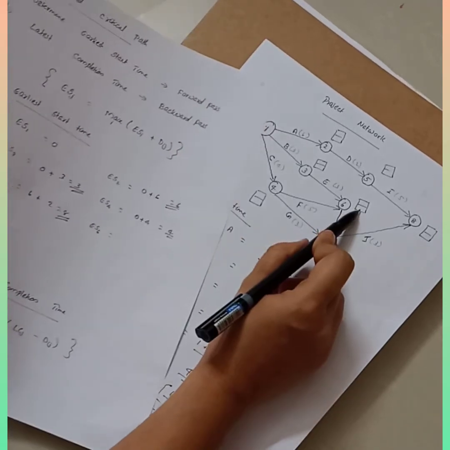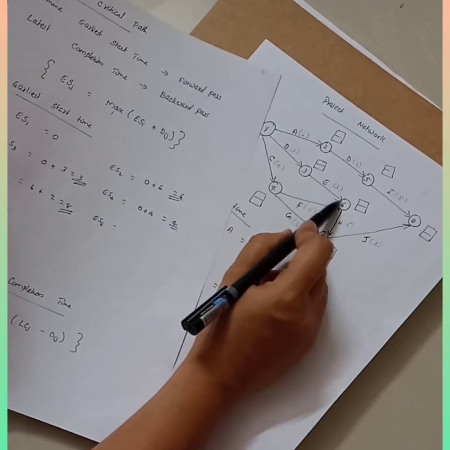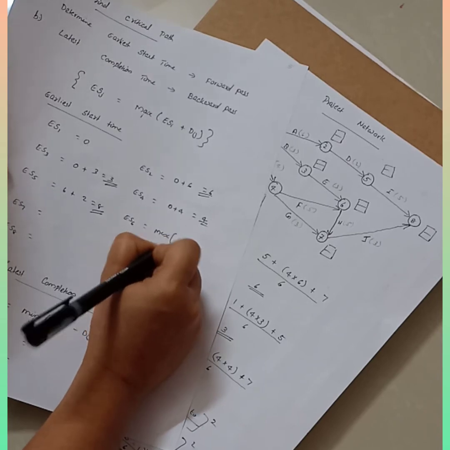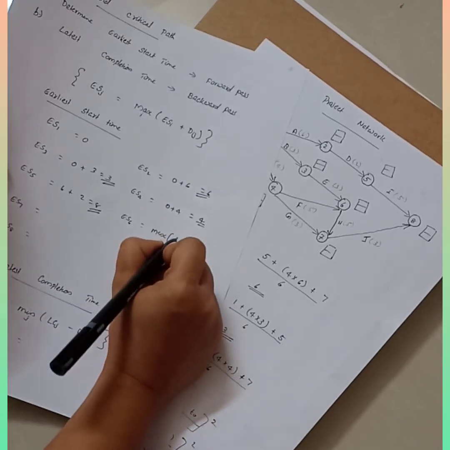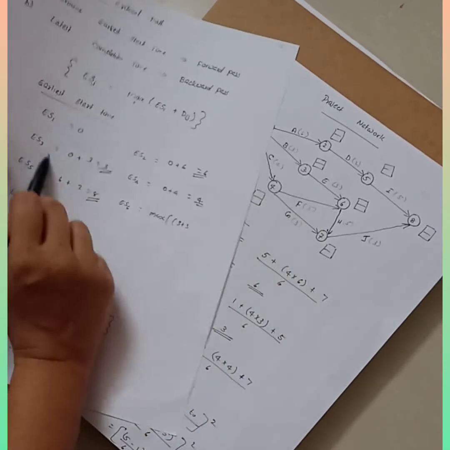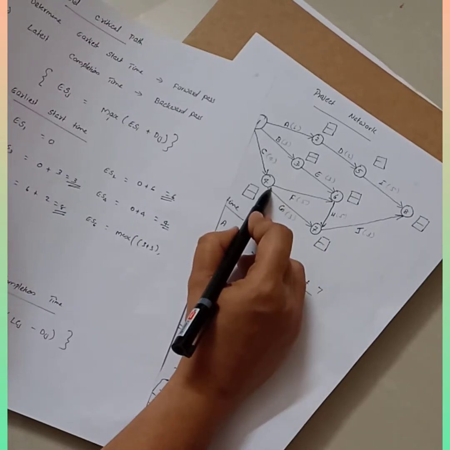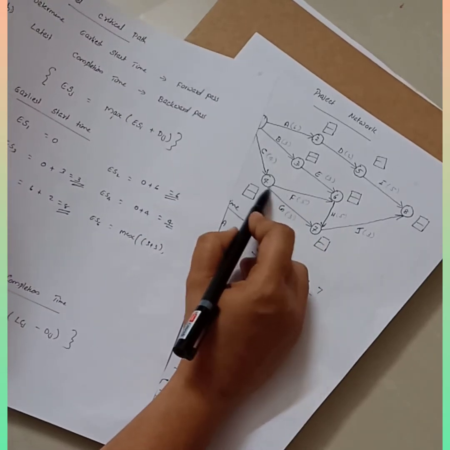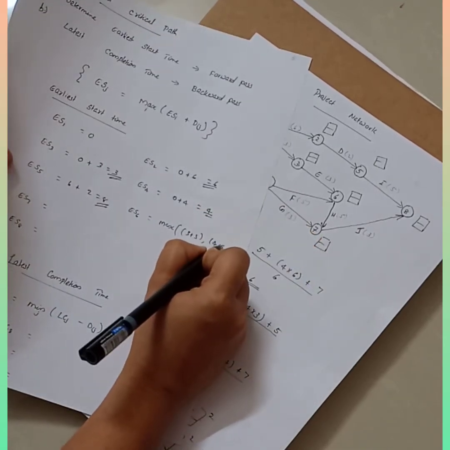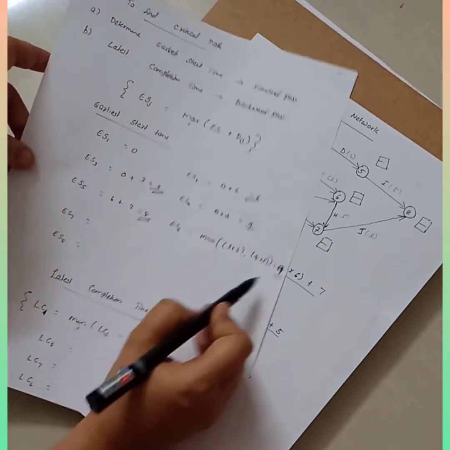Then ES6. Here, two activities are coming towards node 6, so that means this is the maximum of 3 plus 3, comma, 4 plus 5. Why? For the third node it is 3 plus 3, then for the fourth node, ES4 is 4 plus 5. So this is 6 and this is 9, right? So you will get 9.